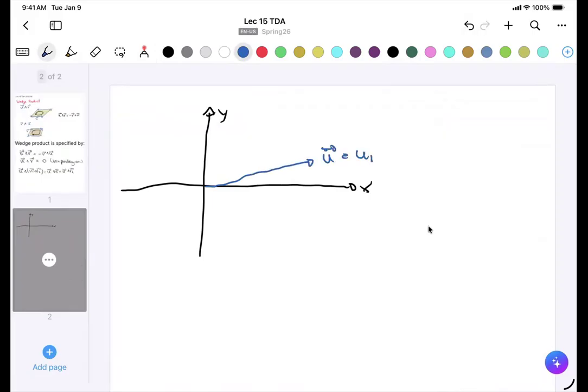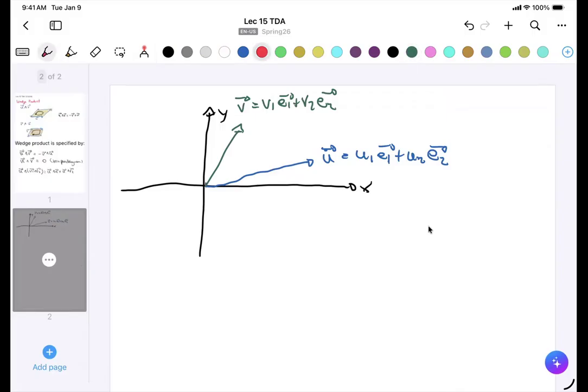And I'll write it as U1 E1 plus U2 E2. So I'm going to write E1, E2 instead of I and J, but you can think about them in that way. And then what is V? V is V1 E1 plus V2 E2. Okay.